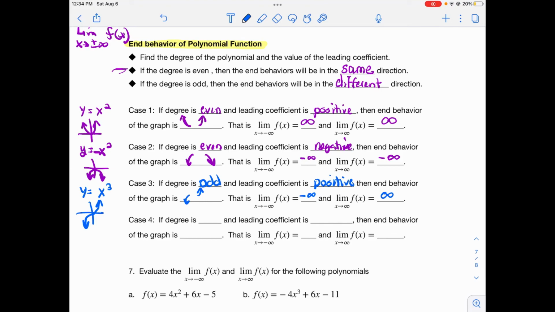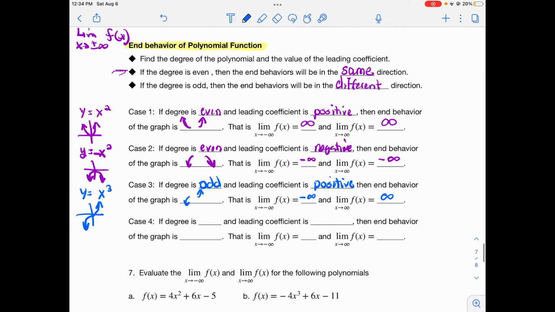And the last one, if the degree is odd and the leading coefficient is negative. The simplest odd and negative would be negative x cubed, and that flips over the x-axis again, so it looks like this. So the left end is going up, the right end is going down. So the limit as x goes to negative infinity of f of x is infinity. The limit as x goes to infinity of f of x is negative infinity.